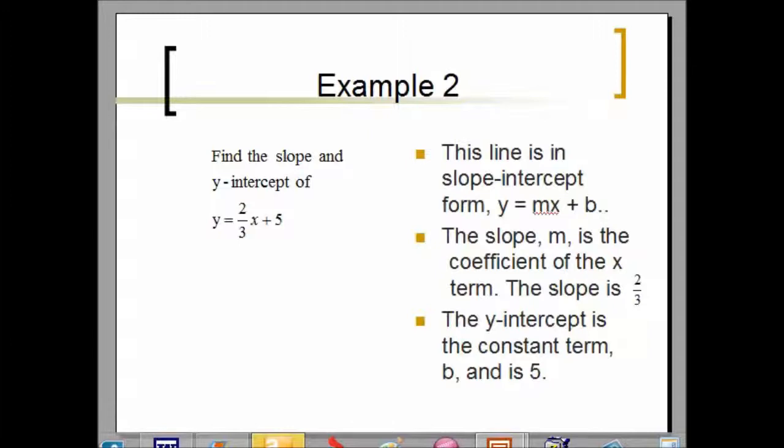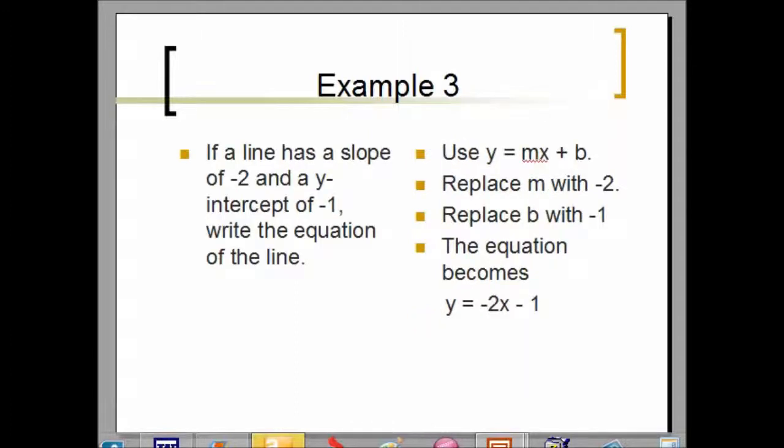In example 2, we're asked to find the slope and y-intercept of y equals 2/3 x plus 5. Since the equation is in slope-intercept form, y equals mx plus b, all we have to do is read the equation. The slope is the coefficient of the x term. Therefore, the slope is 2/3. The y-intercept is the constant 5.